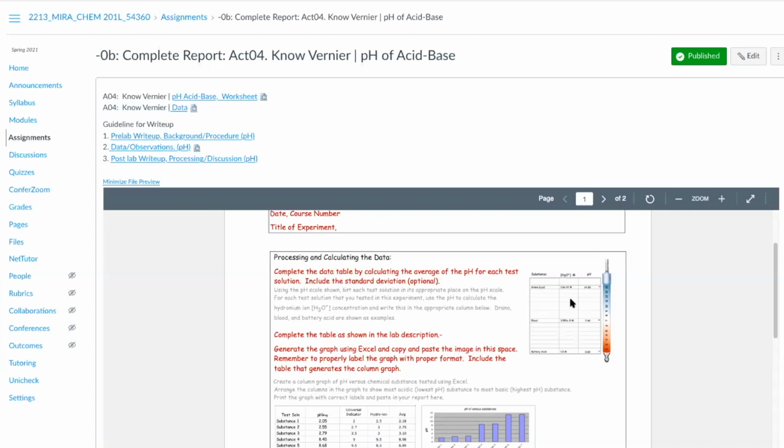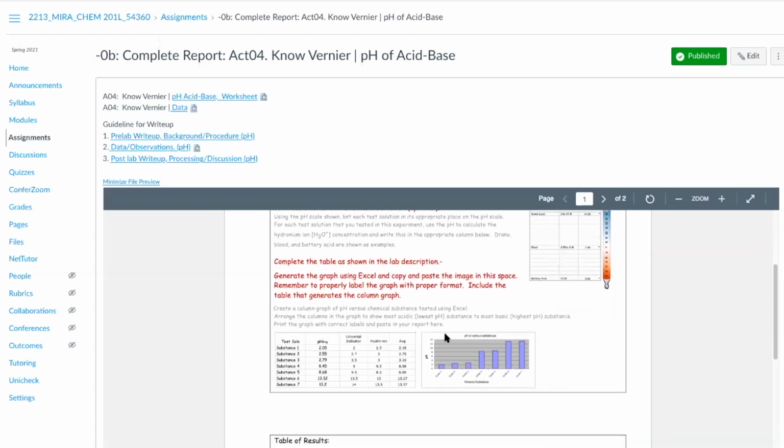Remember that you calculate the hydronium concentration from the pH by taking 10 to the minus pH. So if you have a pH of like 4.5, you raise 10 to the negative 4.5, and you get your hydronium concentration. Look that up in your Chem 200. If you're still unclear, I think I give you some examples in the lab manual.